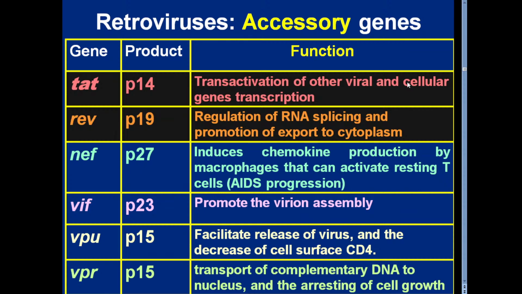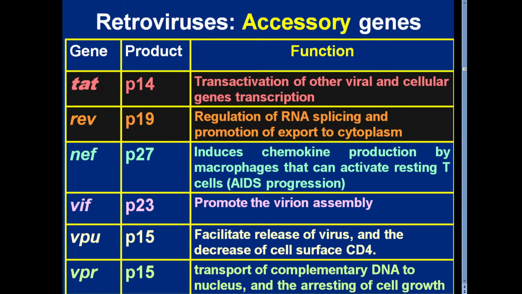Except structural genes, retroviruses present regulatory or accessory genes. All of these genes code different types of proteins. The names of these genes are TAT, REV, NEF, VIF, VPU, VPR, and proteins P14, 90, 27, 23, 15.